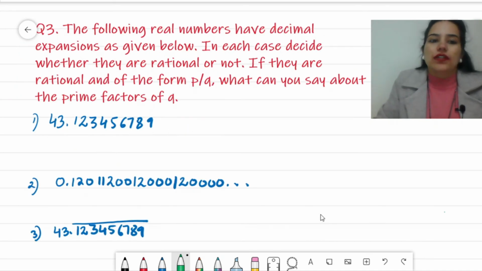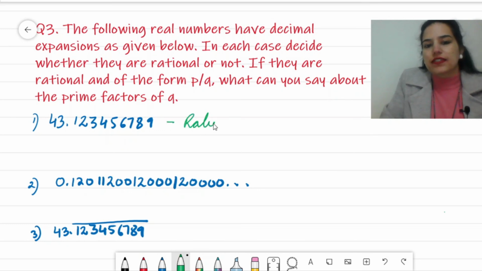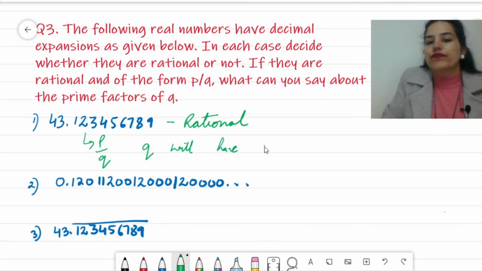Last question, question 3. Now the following real numbers have decimal expansions as given. We have to tell whether it is rational or not, and we even have to say something about the prime factors of the denominator or the q. Now first one, if we see here, the decimal expansion is ending at 9. So is it rational? Yes, it is very much rational. And because the termination is occurring, we can say that if this is expressed in p by q form, q will have factors of 2 and 5 only. That is what we have to conclude.